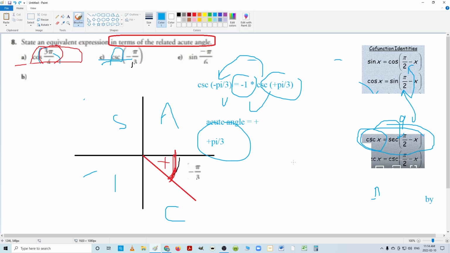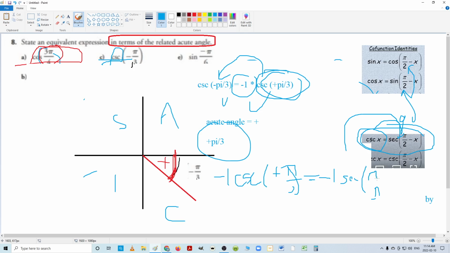And I'm going to say, okay, since I have my cosecant, and I'll use my acute angle, it's -1 times it of plus pi/3. It's going to be the same as my secant times -1 of pi/2 minus pi/3. Well, I have to cross multiply. I get 3 pi/6 minus 2 pi/6, and I get pi/6.